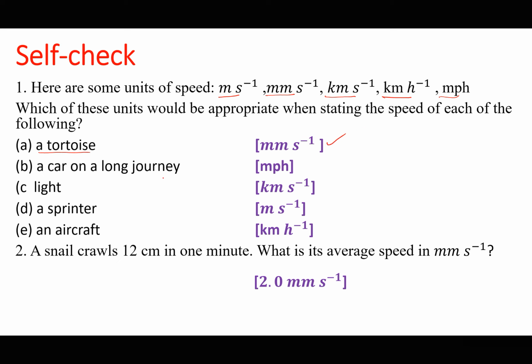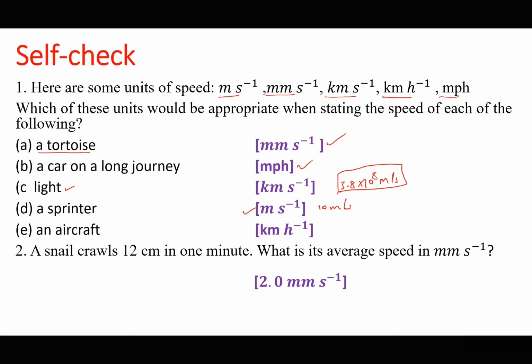A car on a long journey can be kilometers per hour or miles per hour, but miles per hour is the best because it's a big unit. The speed of light, remember, is 3.8 times 10 to the power of 8 meters per second. So this is a very large quantity. Therefore, the unit kilometers per second may be convenient. Then we have a sprinter. The speed of a sprinter is about 10 meters per second. So 10 meters per second may be fine.